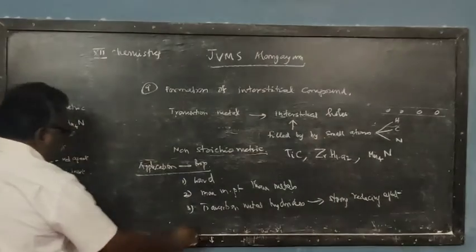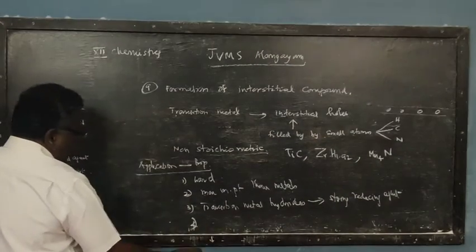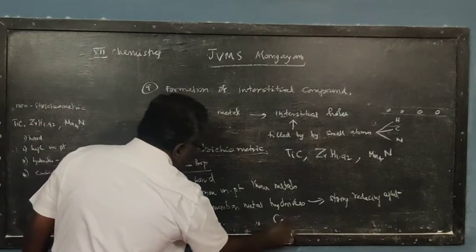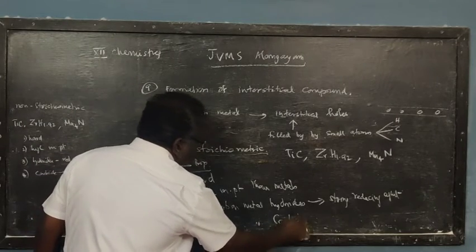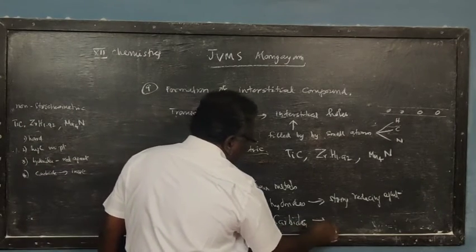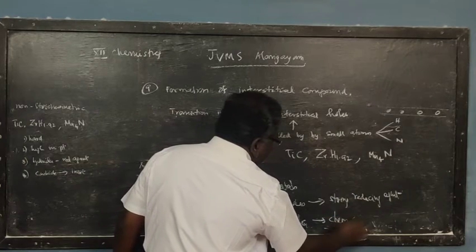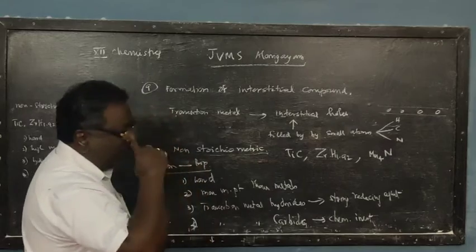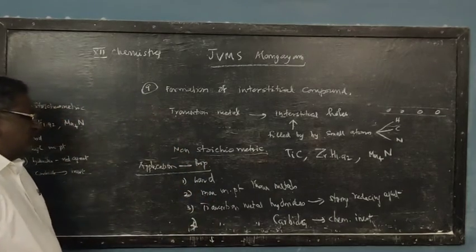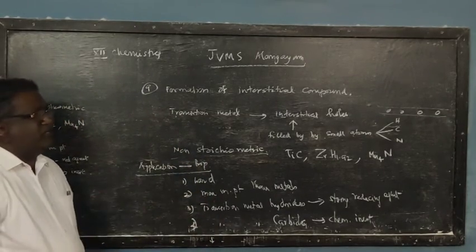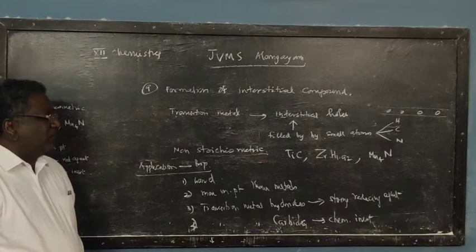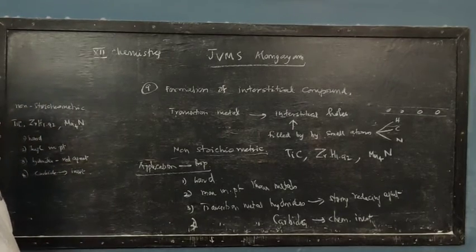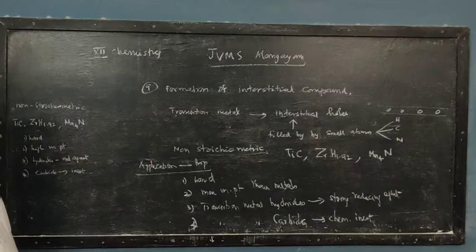And the last one is the transition metal carbides are found to be chemically inert. They don't easily react. Therefore, in electrodes and other electrolysis processes, these chemically inert carbides will be used as the cathode and anode, right? And these are the main applications of the interstitial compounds.